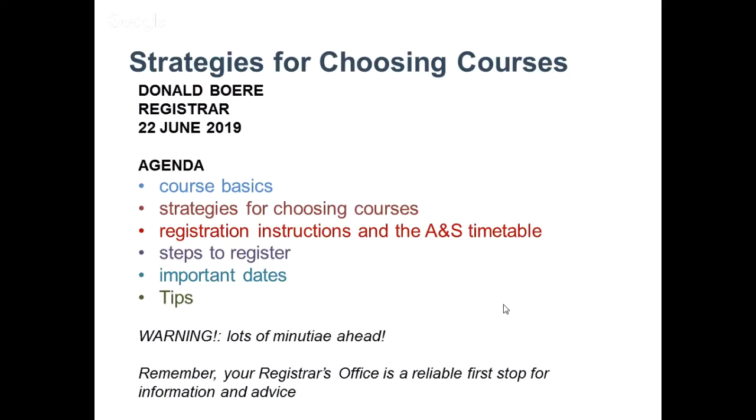But here we go. This session is on strategies for choosing courses, and I'm going to talk about a couple of things. I've color-coded my slides. I'm telling you because you probably won't notice. We start with some course basics, then I'm going to talk about strategies for choosing courses. This long one, registration instructions in the arts and science timetable, is I think one slide, but really we're doing it all through this whole session. Then I'm going to talk about some steps to register, some important dates, and some tips.